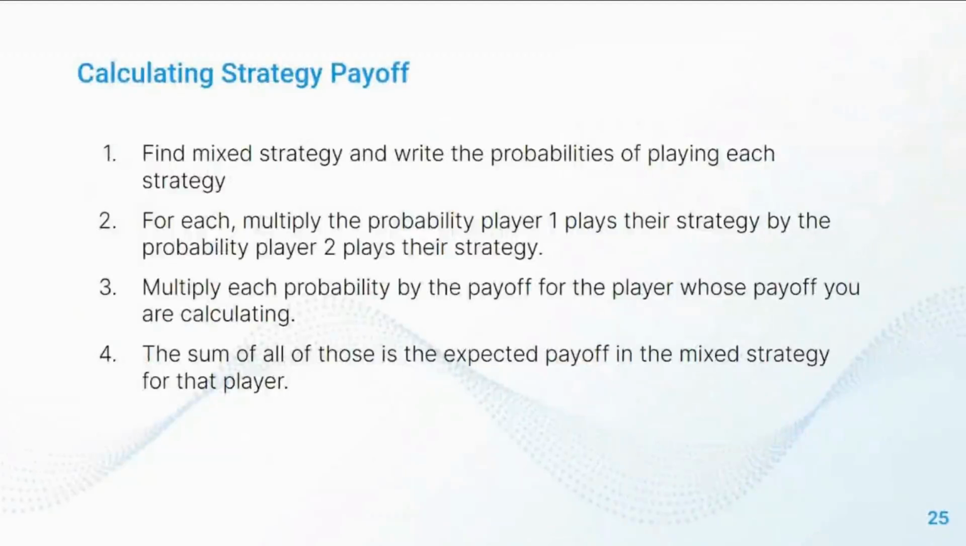So when calculating the strategy payoff, we find the mixed strategy and write the probabilities of each player playing each strategy. Then for each of those, multiply the probability of player 1 playing their strategy by the probability of the other player playing their strategy. And then we multiply each of those probabilities by the payoff of the player whose payoff you are calculating. This will make a lot more sense when you see it visually. And the sum of those is the expected payoff of the mixed strategy for the player.